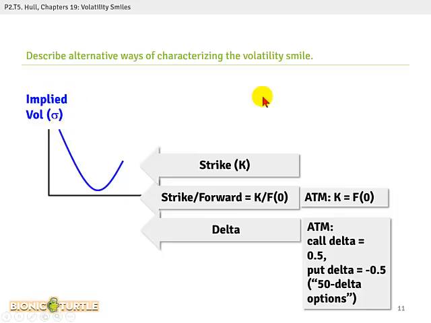Alternative ways of characterizing the volatility smile. Notice we said the primary way to view the x-axis is the strike price, but we can also use the ratio of strike to forward price, or also very useful is just the option delta. So where the at the money call delta might be 50, we would have what we call 50 delta options. So we could just use the delta here as the x-axis.